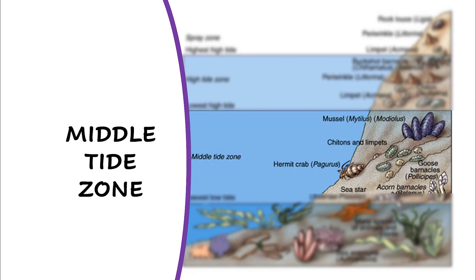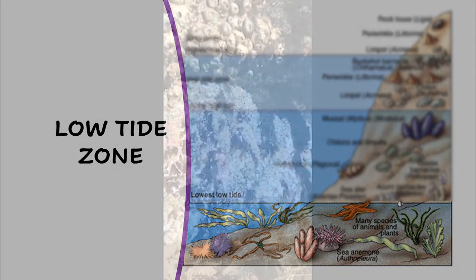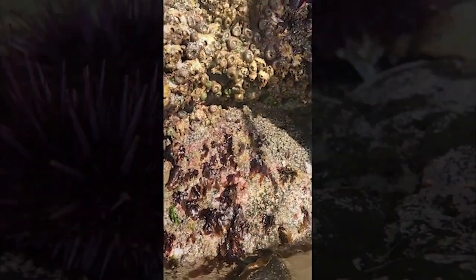Plants and animals that are covered by water most of the time and only exposed to the air during very low tides live in the low tide zone. Even when they are uncovered, they tend to be close to the edge of the water, waiting until the tide comes back in. Mid-tide, and as we get even deeper, we call that the low tide zone. It's only exposed during the lowest tides. So when the tide goes out the furthest, that's the only time it's exposed. So it stays wet almost all the time.